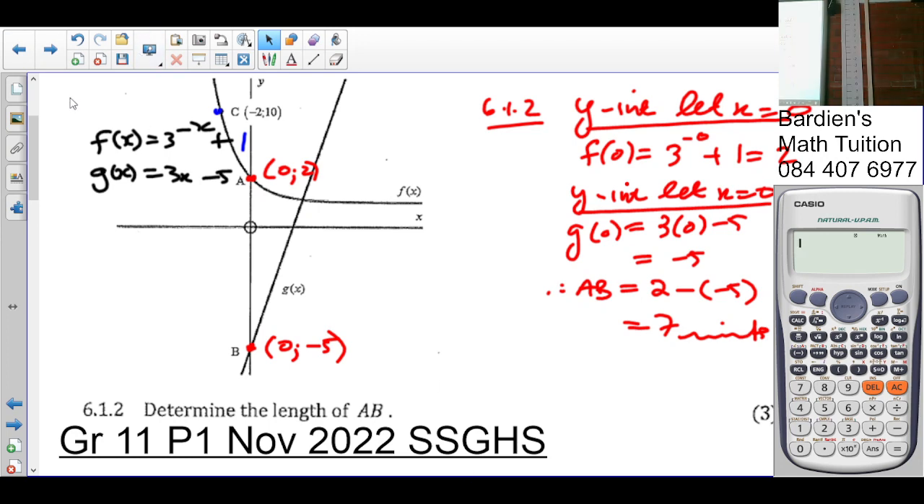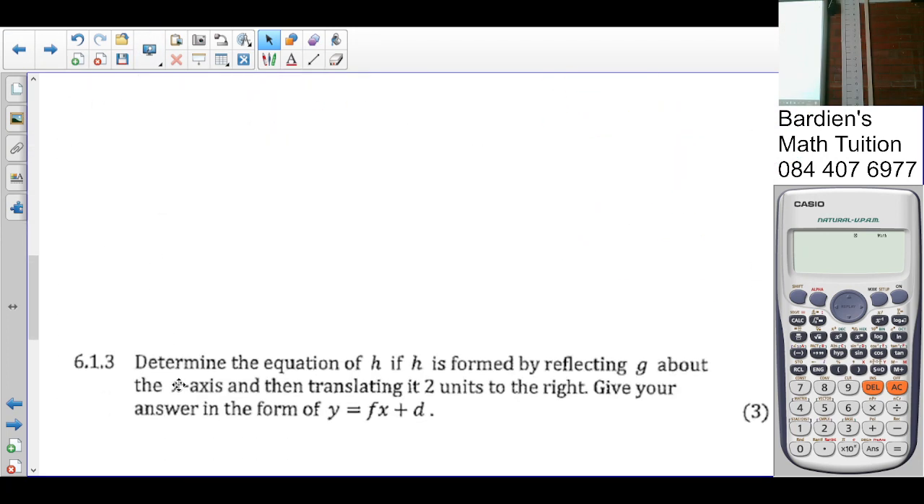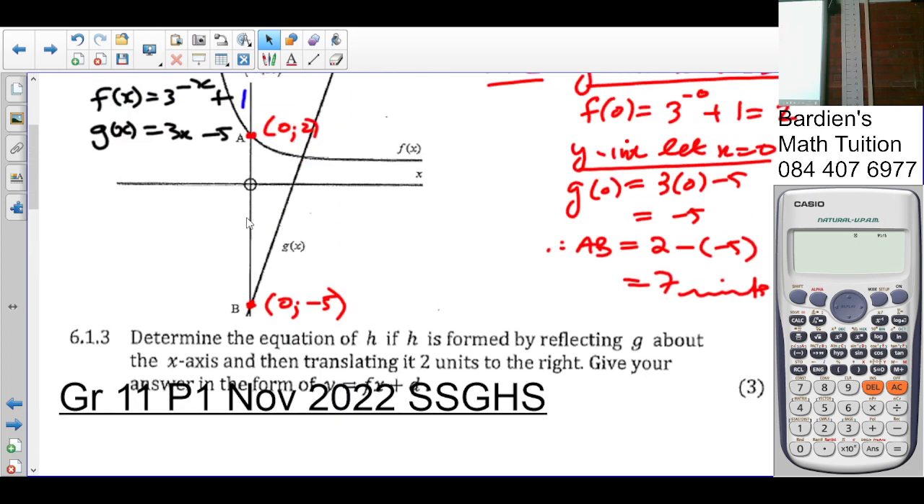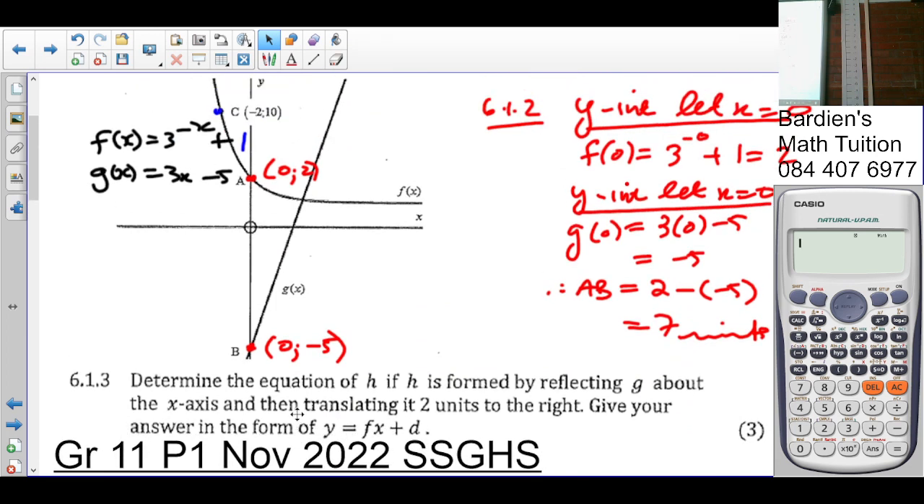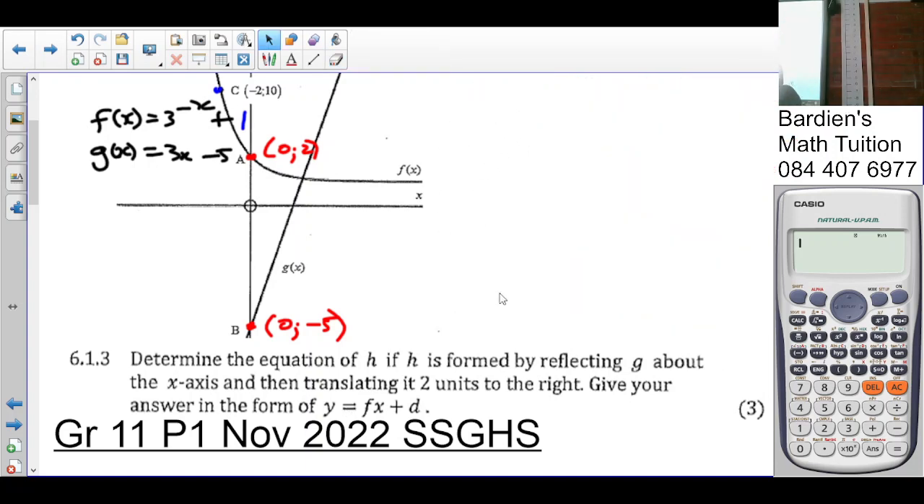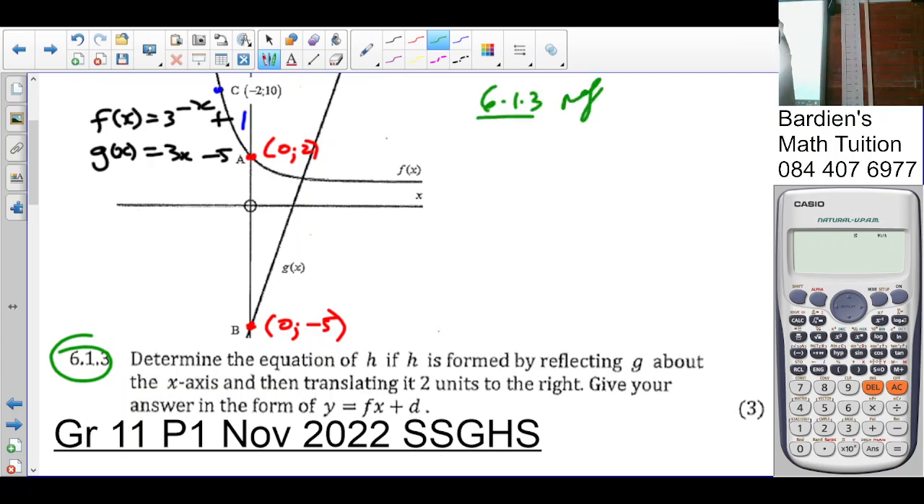Then the next question, 6.1.3. We are told to determine the equation of h. Let's use another color here. Determine the equation of h if h is formed by reflecting the graph of g above the x-axis. If something is reflected above the x-axis, what happens? The y becomes negative.